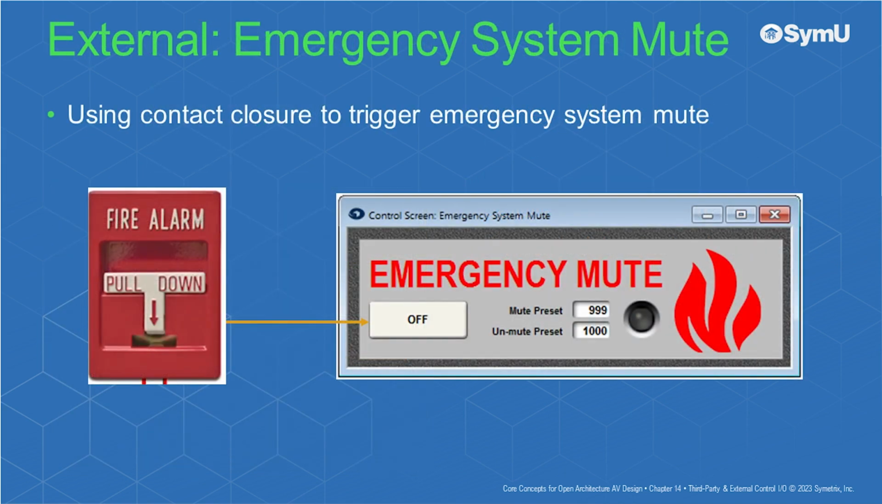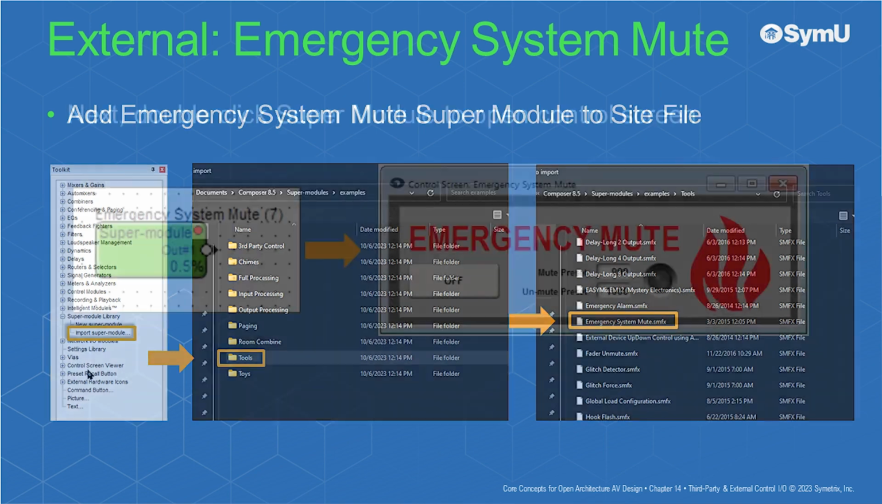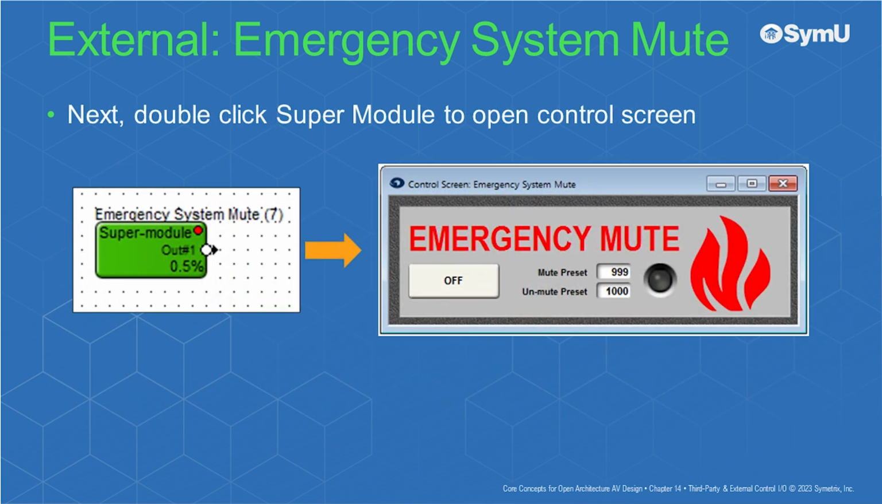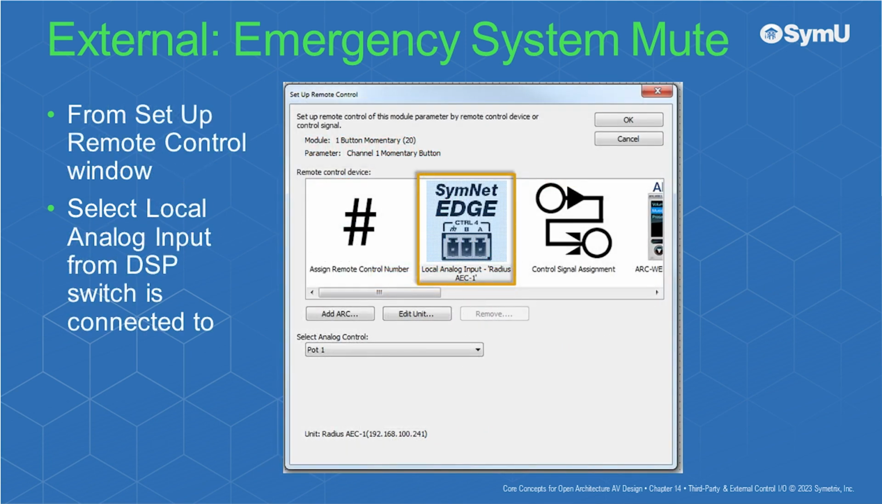Following is an example of using a contact closure to trigger an emergency system mute. First, add the emergency system mute supermodule to the site file. Next, double-click the supermodule to open its control screen. Right-click the button of the supermodule and select Setup to Remote Control. From the Setup Remote Control window, select Local Analog Input from the DSP the switch is connected to.